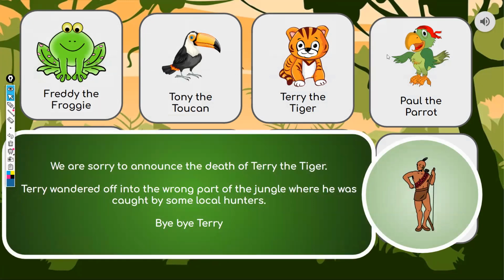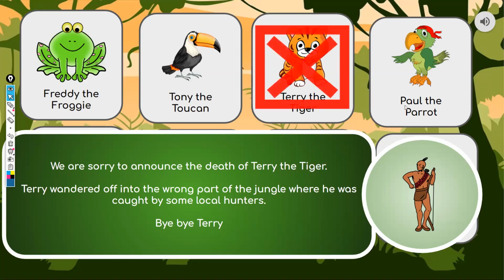Oh, we're sorry to announce the death of Terry the Tiger. It seems a hunter got him. Did anybody choose Terry by mistake? He's the first one. Oh, Lord. If you chose Terry, sorry. I guess you won't win the game. In yesterday's class, too, most people chose Terry. All right, so for those who didn't choose Terry, the game is still on.